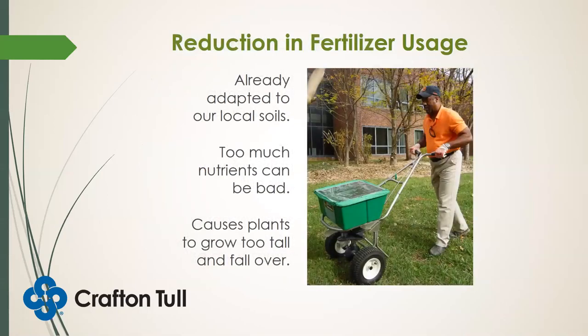They're also adapted to poor, low-quality soils with low levels of nutrients. In fact, adding too many nutrients to a native plant garden can cause what's called lodging. These plants can grow too tall and then fall over. So a reduction in the use of fertilizers is not just a cost-saving mechanism, but also helps reduce the amount of nutrients that are in the runoff entering our local waterways and reduces nutrient pollution.